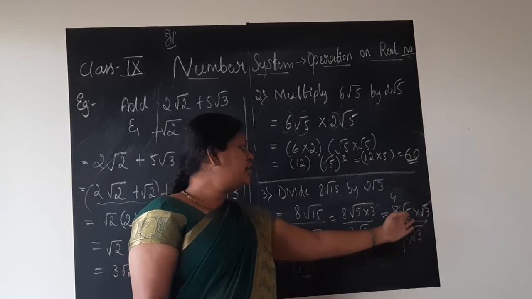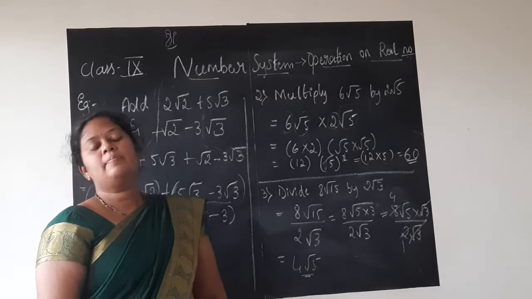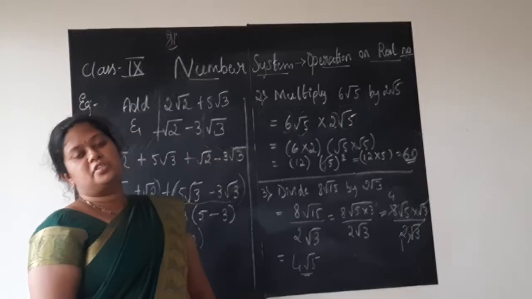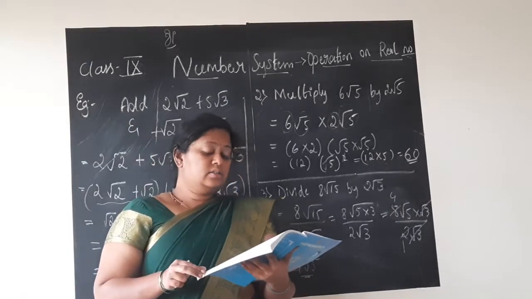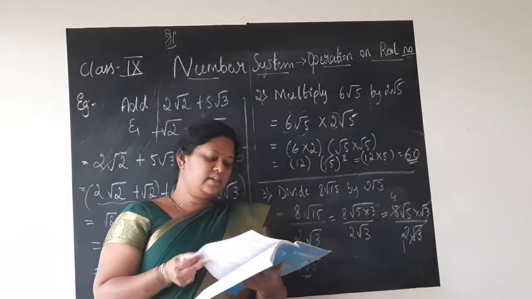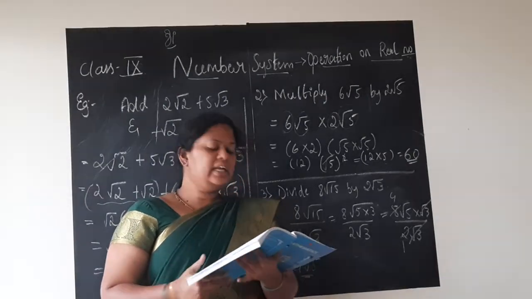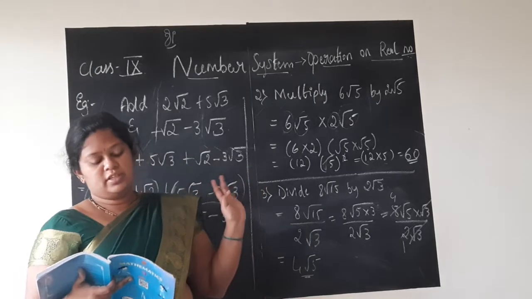So root 3 gets cancelled. Here 2 ones are 2, 4s are 4, so square root 5 is the answer. This is how we do addition, multiplication and division. And one more thing is rationalizing the denominator. So children, before starting with the exercise, on page number 19 in your textbook, you have example 13 and 14 problems which we solve right now.